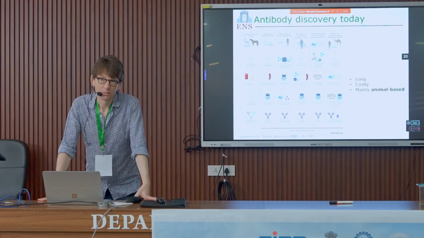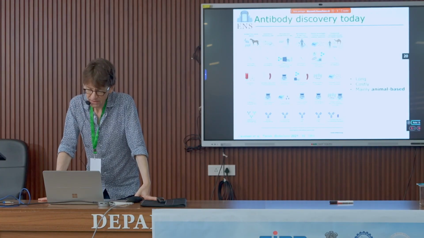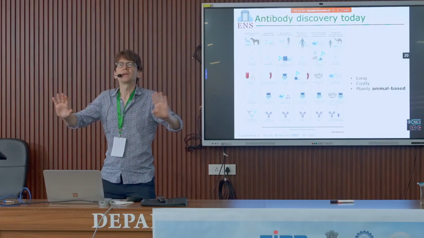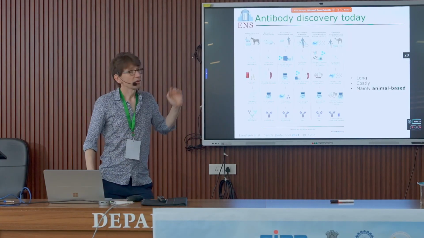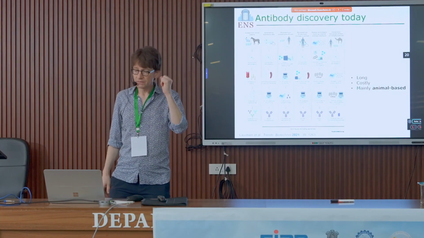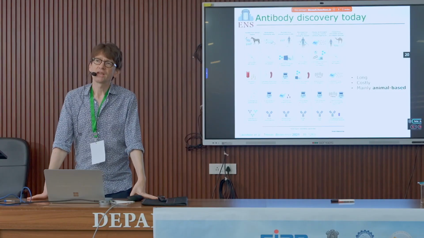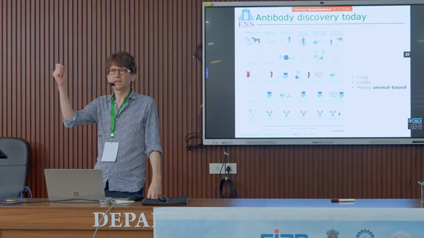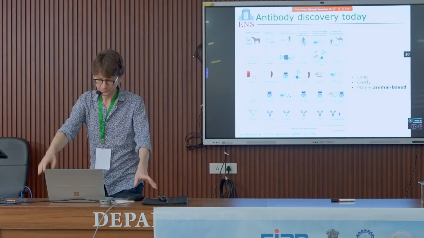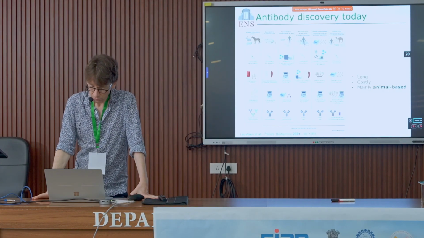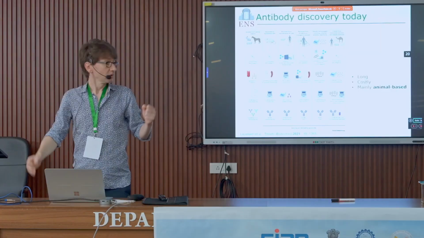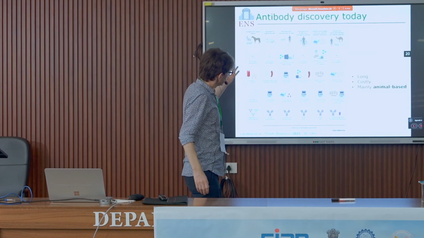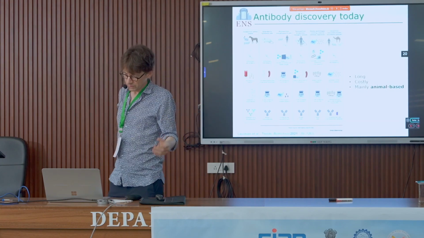I don't care so much that it's long and costly, because a pharmaceutical company can manage this problem. But I have a problem that it is animal-based. It's a very middle-age approach. You take something alive, you kill it, and you try to see. So could we change this way of doing antibody discovery? Could we make it a bit smarter and maybe more efficient?